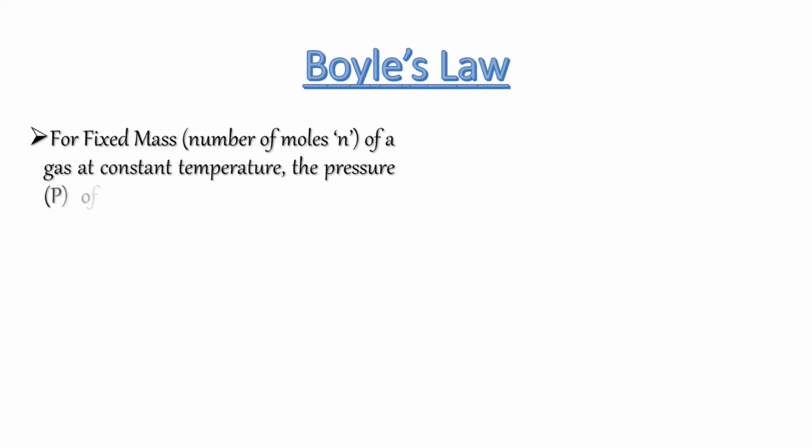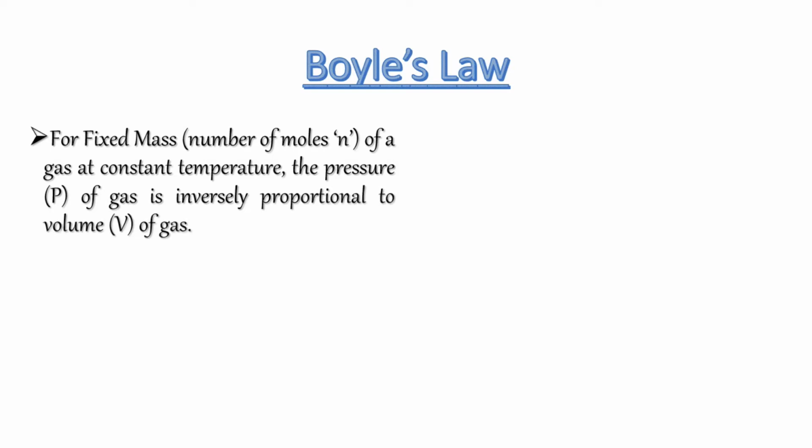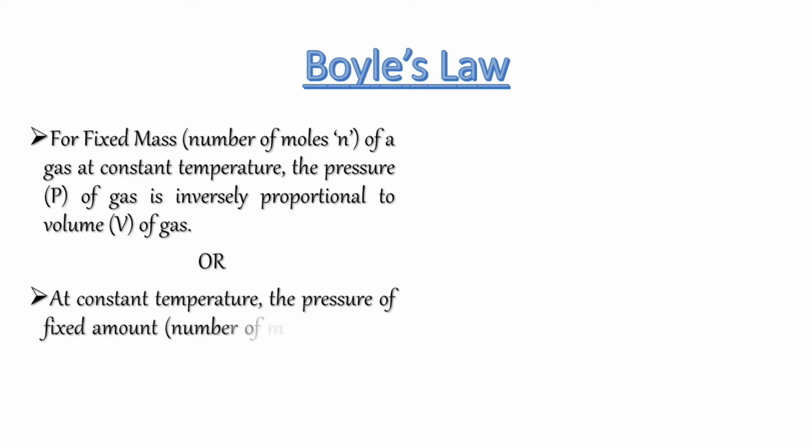For a fixed mass, that is a fixed number of moles n of a gas at a constant temperature, the pressure P of a gas is inversely proportional to the volume V of a gas. Or, at a constant temperature, the pressure of a fixed amount of gas varies inversely with its volume. In simple words, the pressure of a gas is inversely proportional to the volume of a gas. Let's write it in a mathematical form.